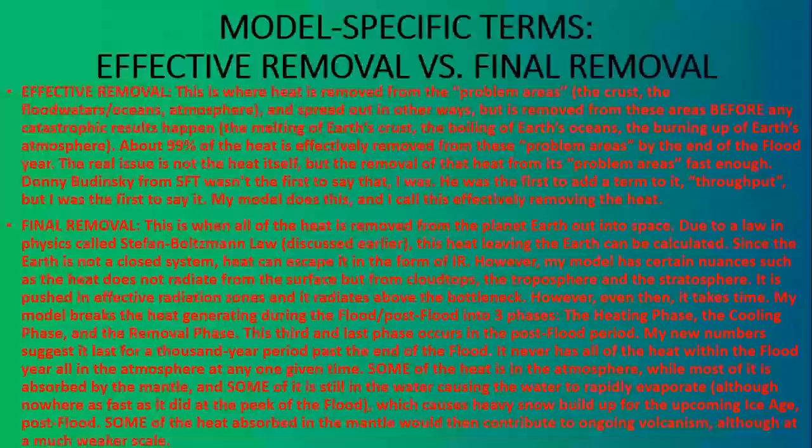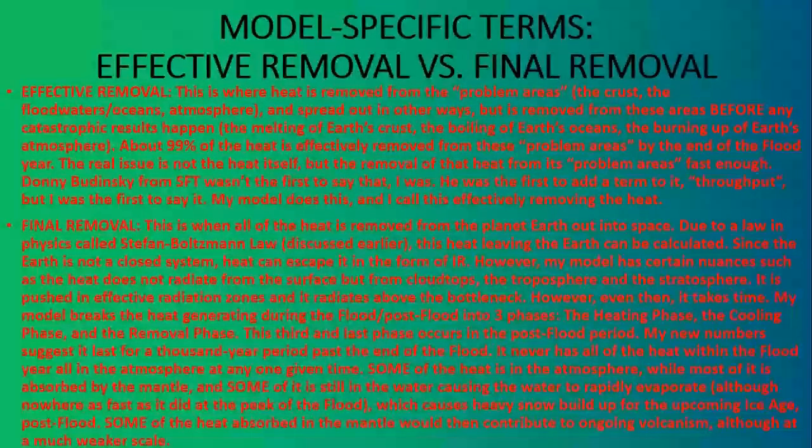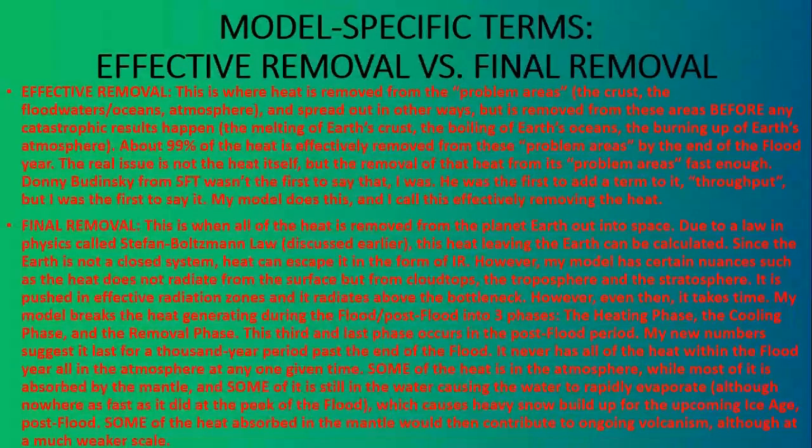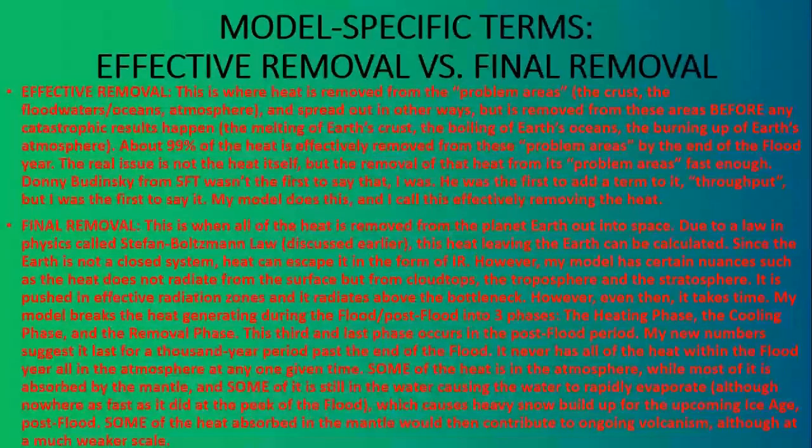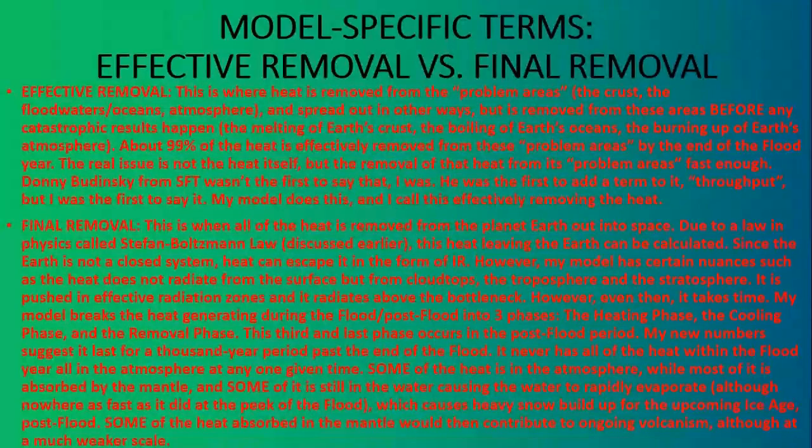leaving the Earth can be calculated since the Earth is not a closed system. Although a lot of critics treat it like it's a closed system, it's not a closed system. Heat can escape it in the form of infrared radiation. However, my model has certain nuances, such as the heat does not radiate from the surface, but from cloud tops, troposphere, stratosphere. It is pushed in effective radiation zones and it radiates above the bottleneck.